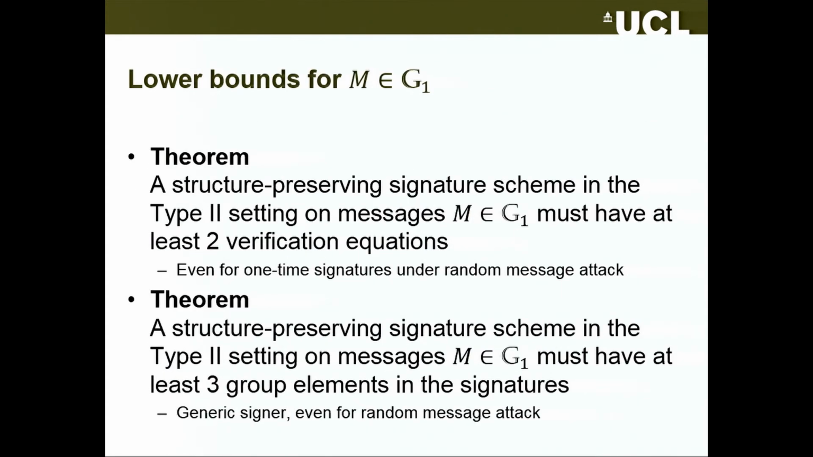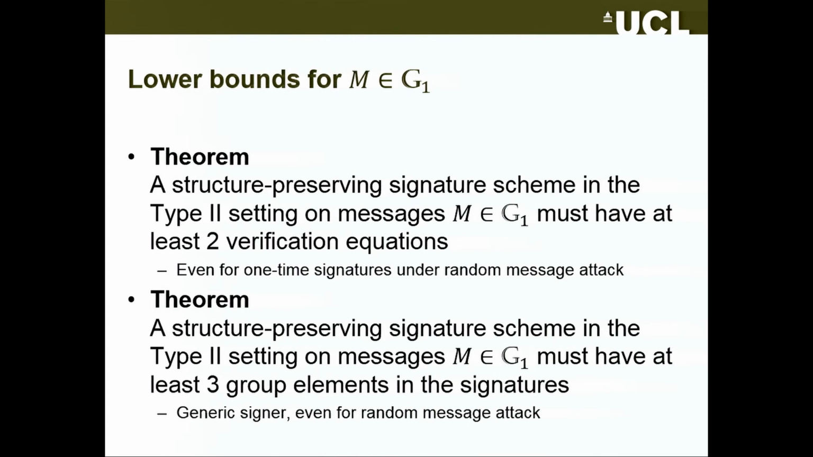Okay, let me move to the lower bounds and talk a little about those. The first case I'll look at is when the message is in the first source group, so that's not the one that I've presented before, okay? And in that case, we can prove that you do actually need to have at least 2 verification equations, and we can also prove that we need to have at least 3 group elements in the signature.